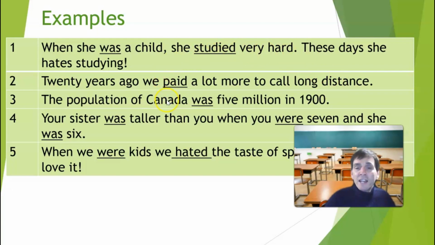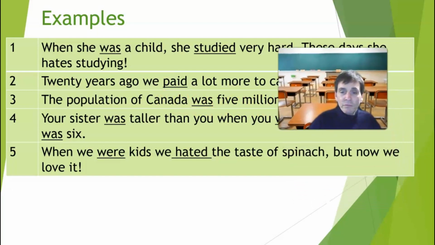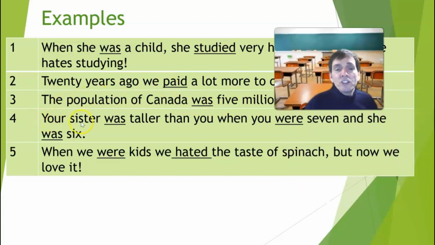The population of Canada was 5 million in 1900. Number 4, your sister was taller than you when you were 7 and she was 6. Okay, so again, this is talking about a past fact. When we were kids, we hated the taste of spinach, but now we love it. Again, this is referring to a past habit, really a past action, I should say, a past fact. So all of these are past facts.